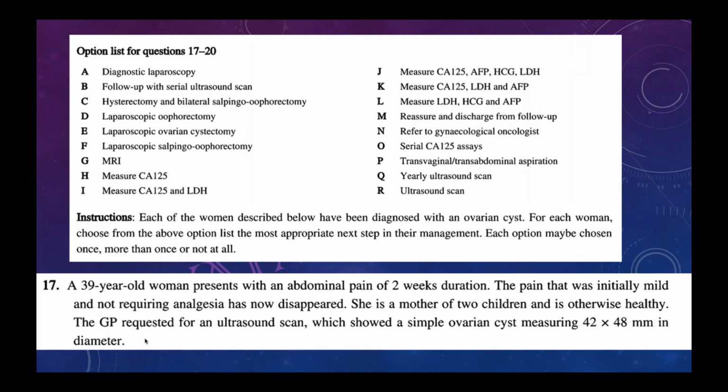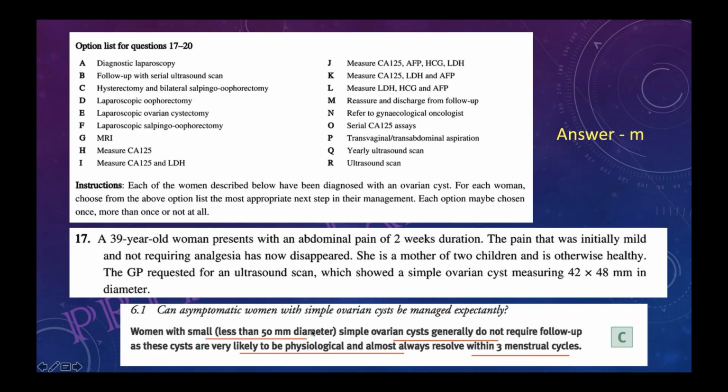So 39-year-old with abdominal pain of 2-week duration, previously mild, not requiring analgesia. She's mother of 2. GP requested scan. Simple cyst. What to be done? Reassure. Very good. Less than 5 centimeter, if it is a premenopausal woman, do nothing. These are physiological, resolve in 3-month time.